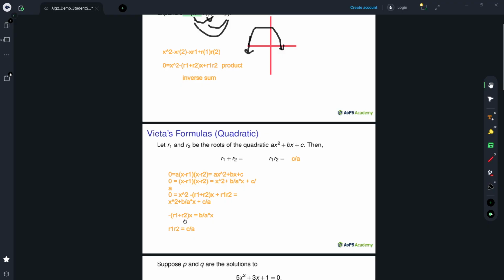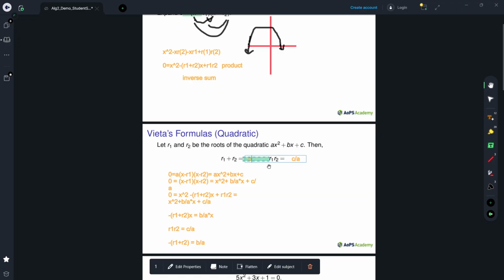And then negative r1 plus r2 times x equals b over a times x, right? For that, the first thing we should do is take out the x on both sides, so we just divide by x. So negative r1 plus r2 equals b over a. And then we just multiply both sides by negative 1. So that gives us negative b over a.